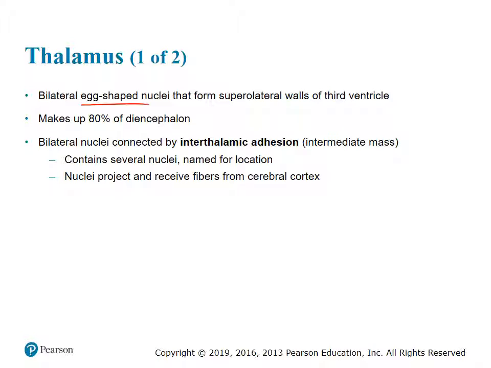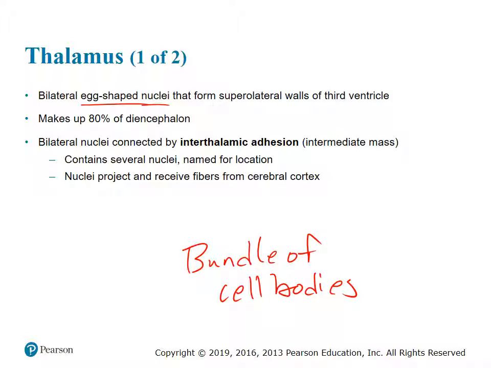So thalamus, egg-shaped. That egg shape is actually a bunch of nuclei, which are cell bodies, right? That's what we mean, bundle of cell bodies. That's the neuron cell body, right? Really big one. Makes the wall of the third ventricle. 80% of the diencephalon is the thalamus. And inside that nuclei, the egg shape, there's a bunch of subnuclei, so a bunch of little separate bundles of those cell bodies, right?